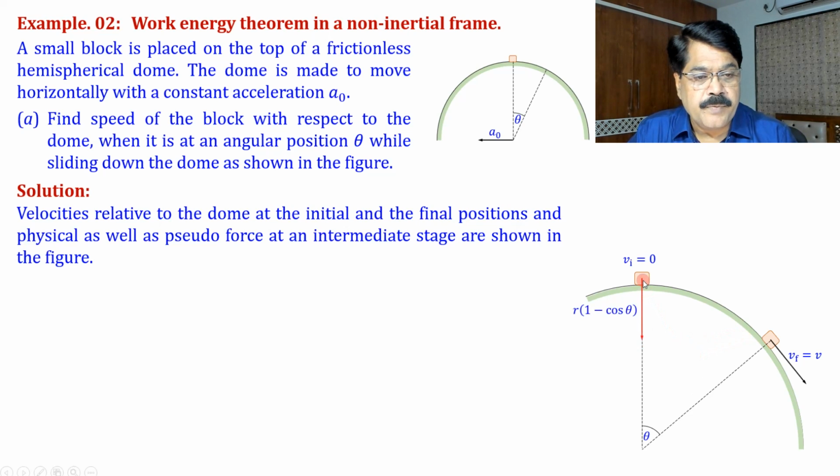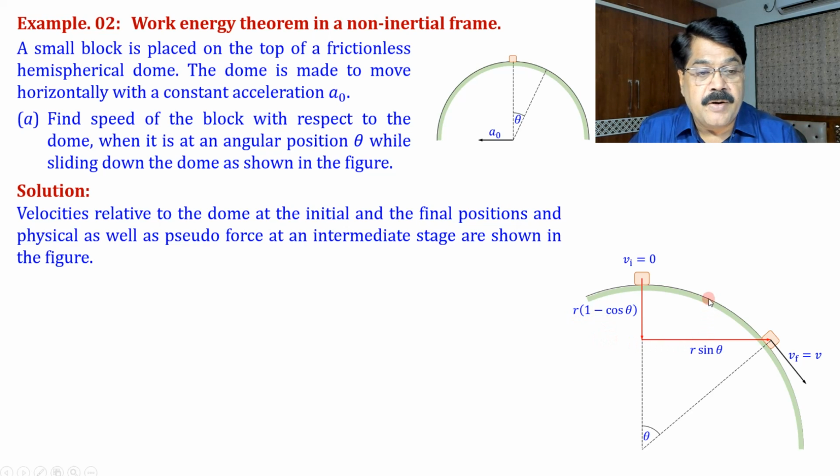So we can show this is r into 1 minus cos theta, because this line will be equal to r sine theta. Here this is r and theta, and this line will be equal to r cos theta, and this was total r. So from here to here, what is the length? r minus r cos theta. We can take r common, so it will be r(1 minus cos theta).